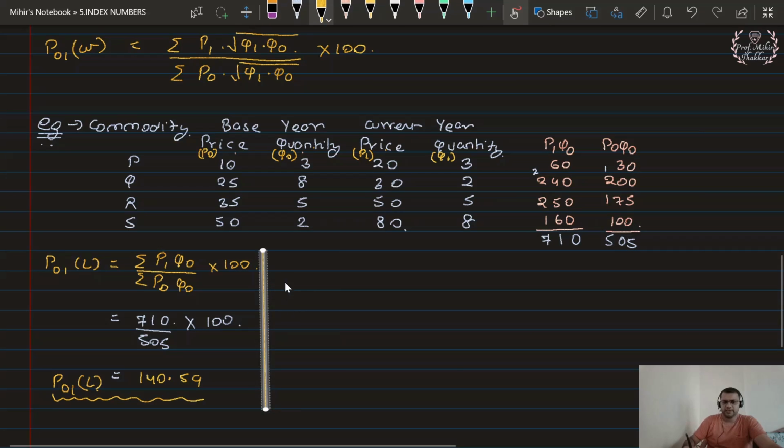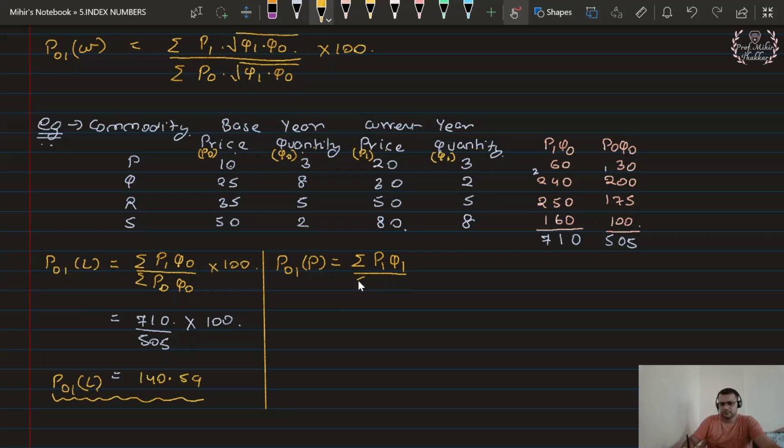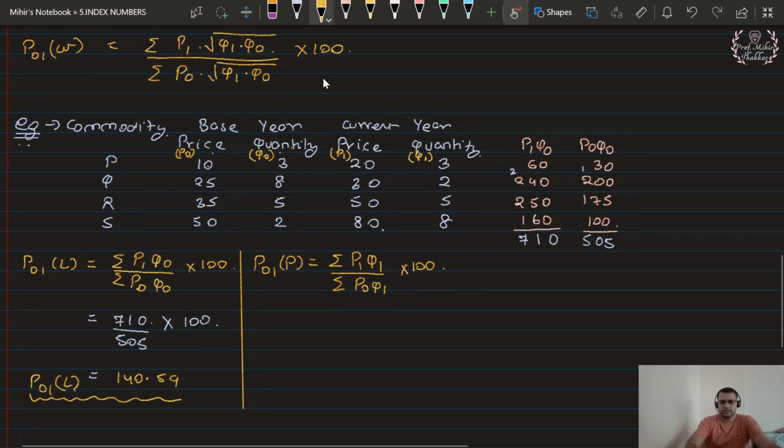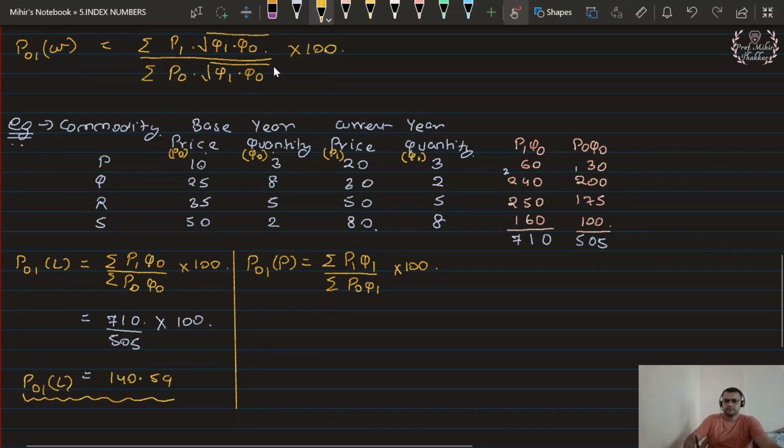Now let us understand the second one, Paasche. The Paasche index number is generally using the current year's quantities Q1. So P1 into Q1 upon summation P0 into Q1 into 100. So in order to calculate this, we have to make two extra columns. So let us see what we can do over here.